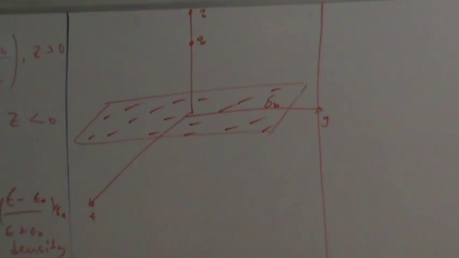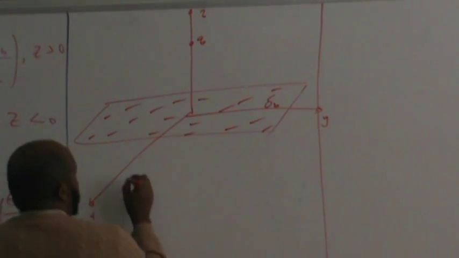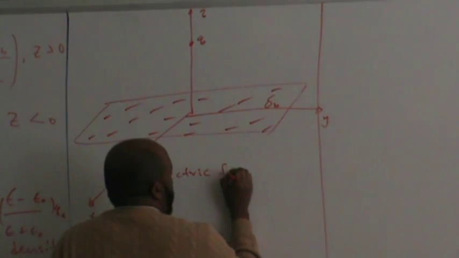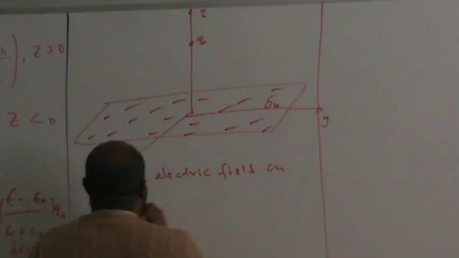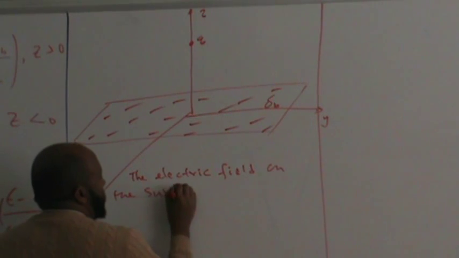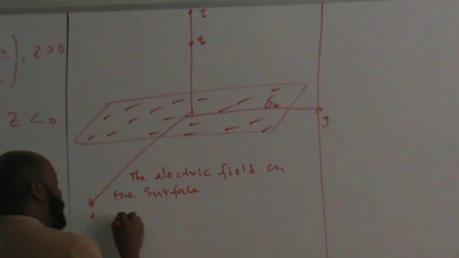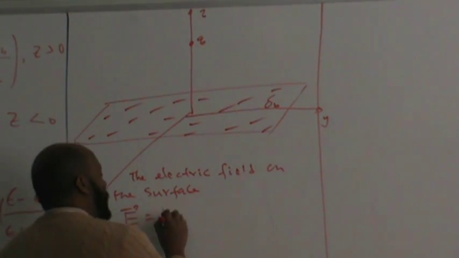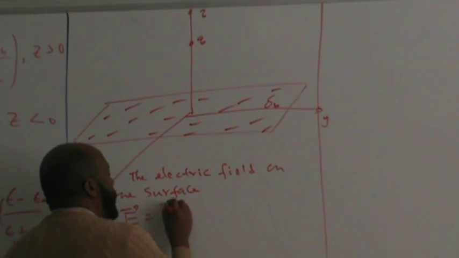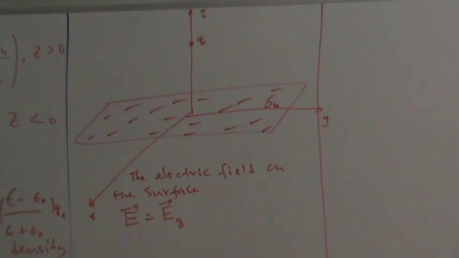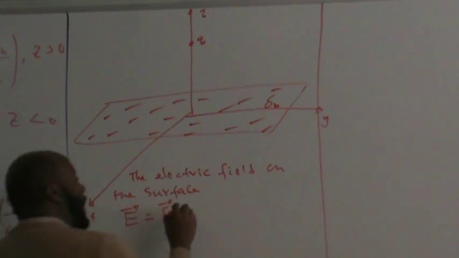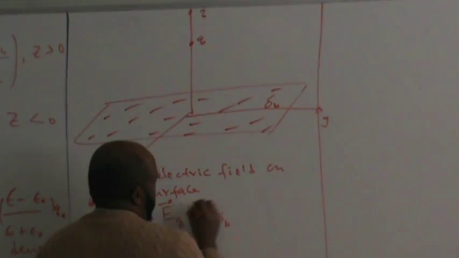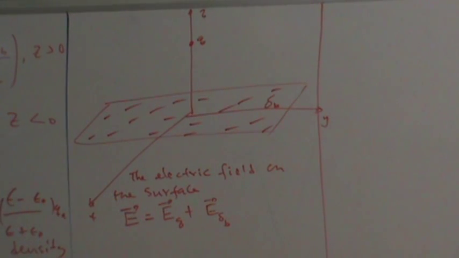So the electric field on the surface is going to be E equals the vector sum of E_Q, the electric field due to the point charge, and the electric field due to the bound surface charge, sigma b. All right?